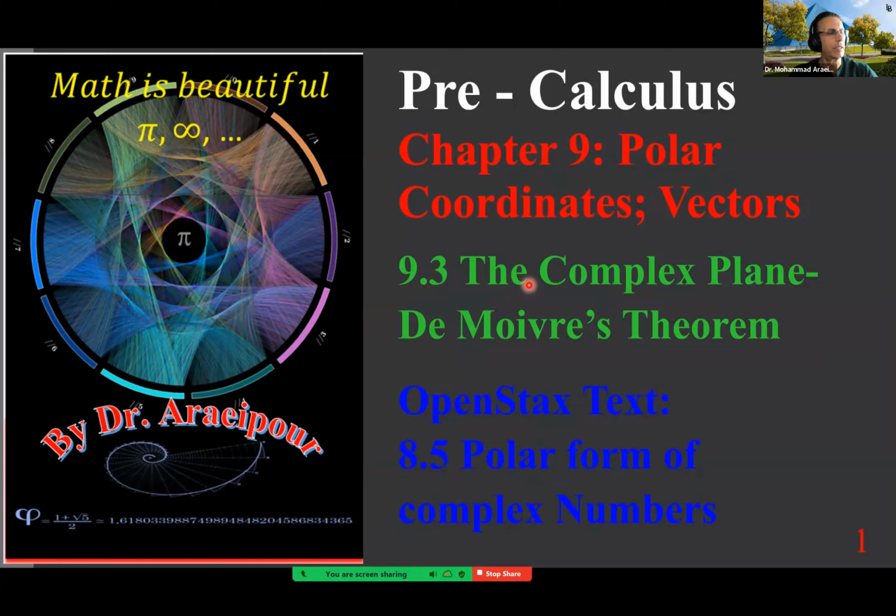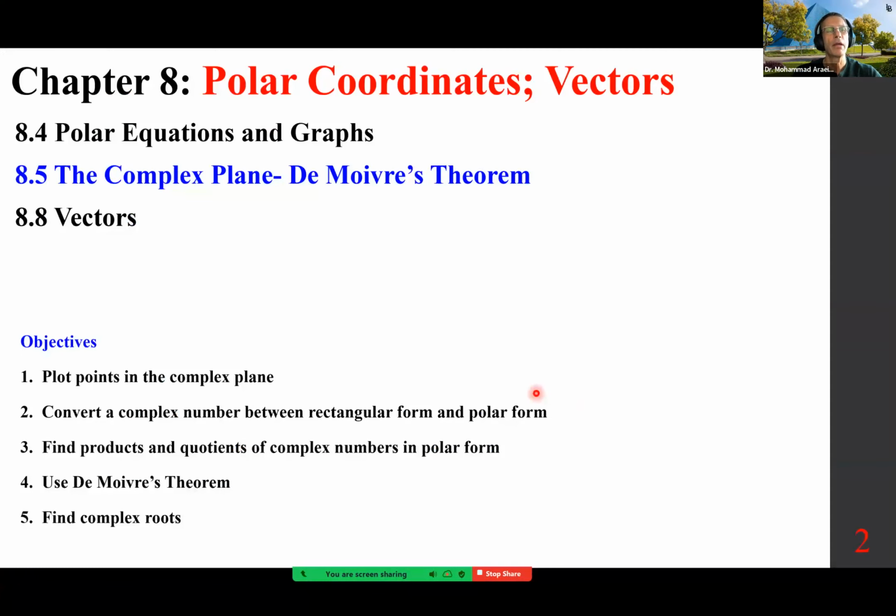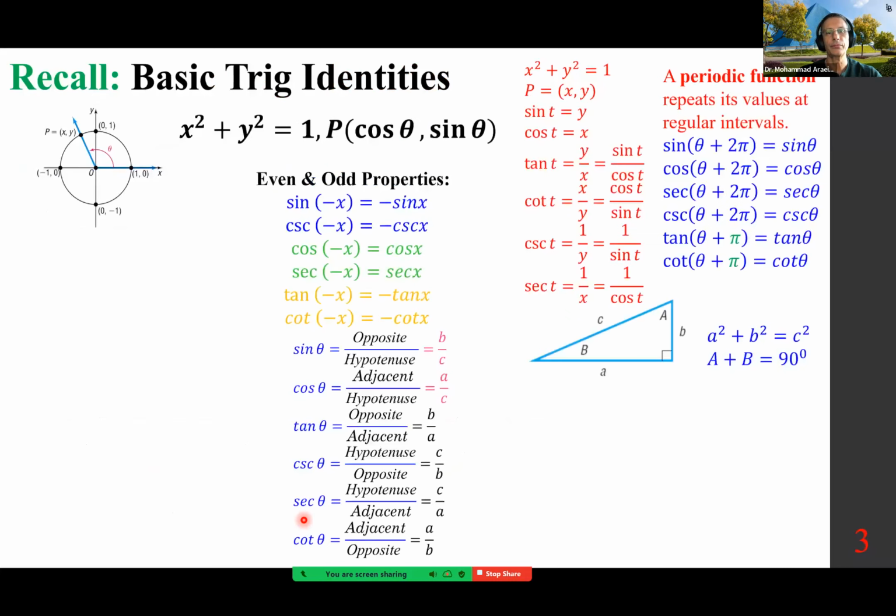Polar form of complex numbers, also known as the complex plane with de Moivre's theorem. We covered polar equations. We're going to go to complex plane de Moivre's theorem. We're going to plot points. Those are the objectives. In complex plane, convert the complex number between rectangular and polar form, find product and quotient of complex numbers in polar form, use de Moivre's theorem, and find complex roots.